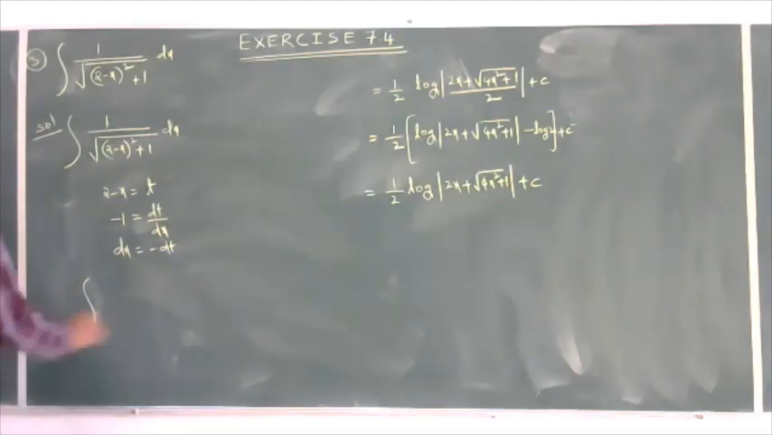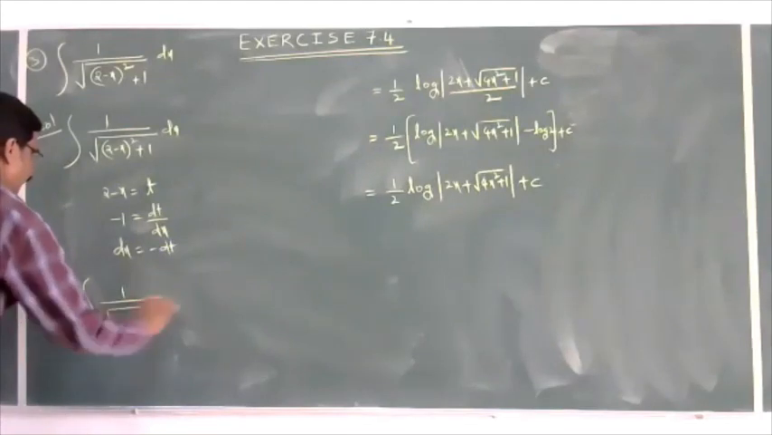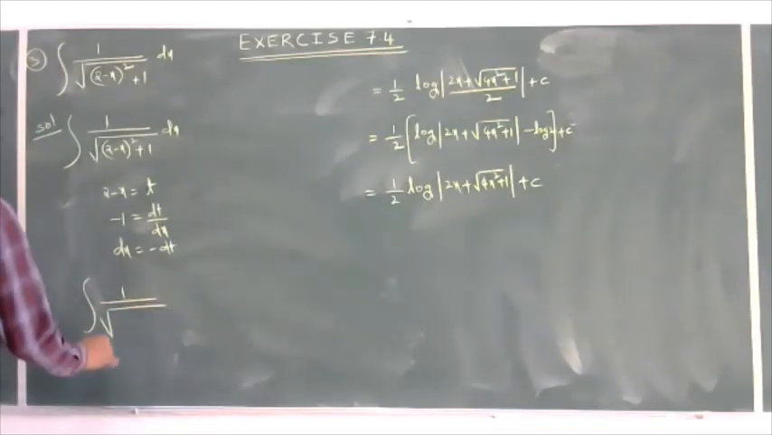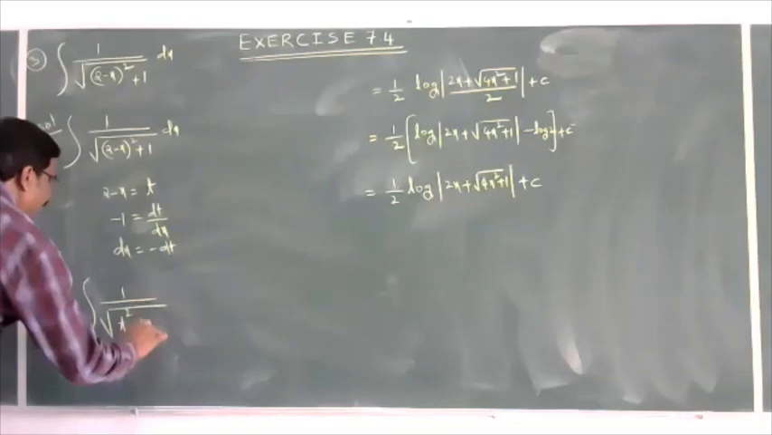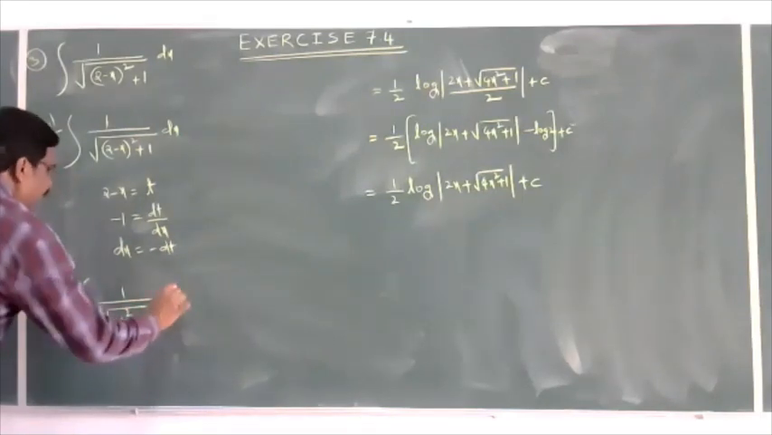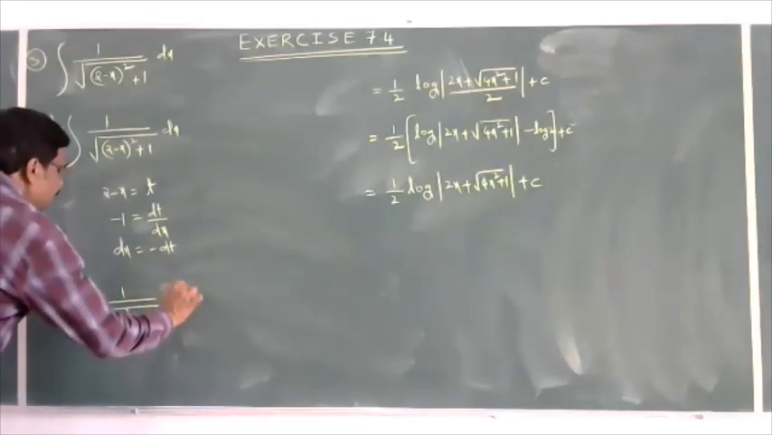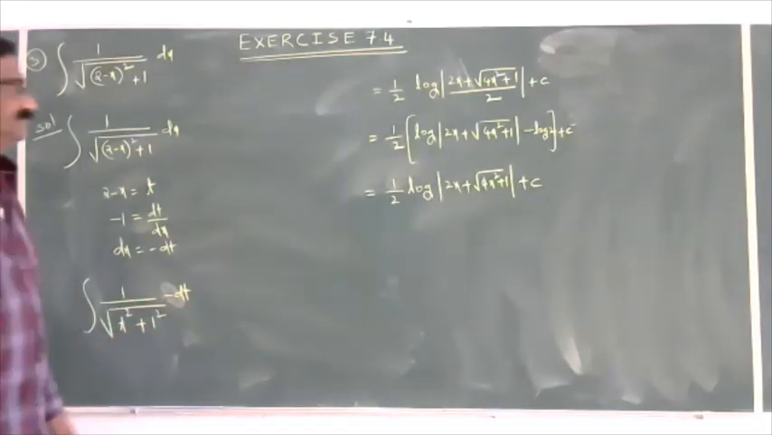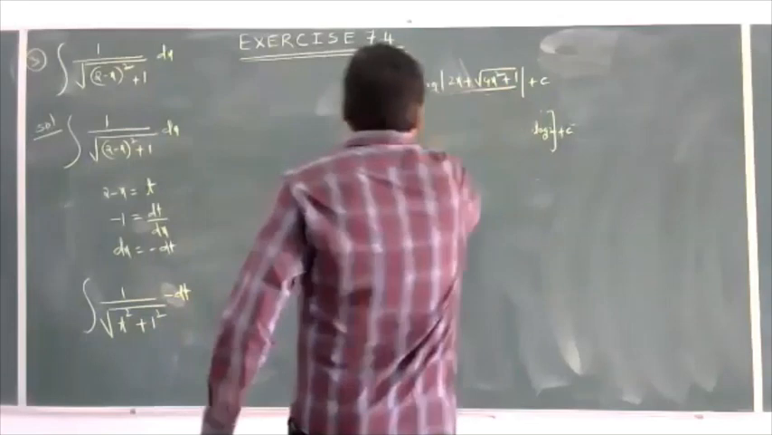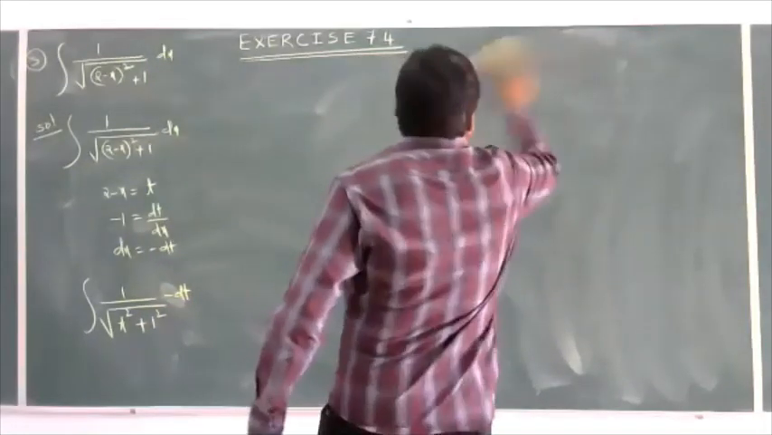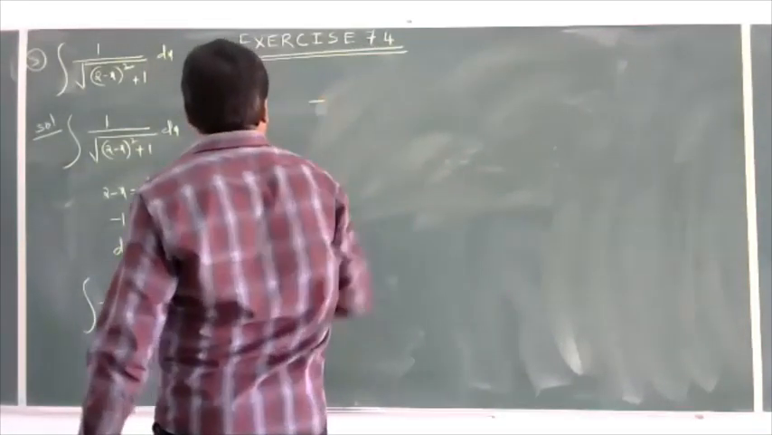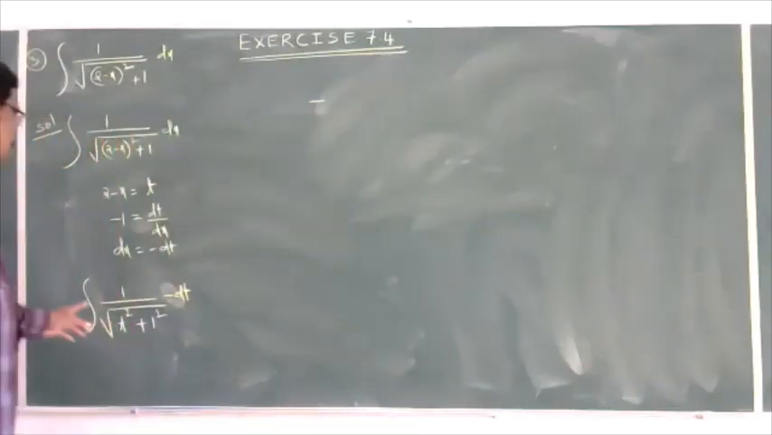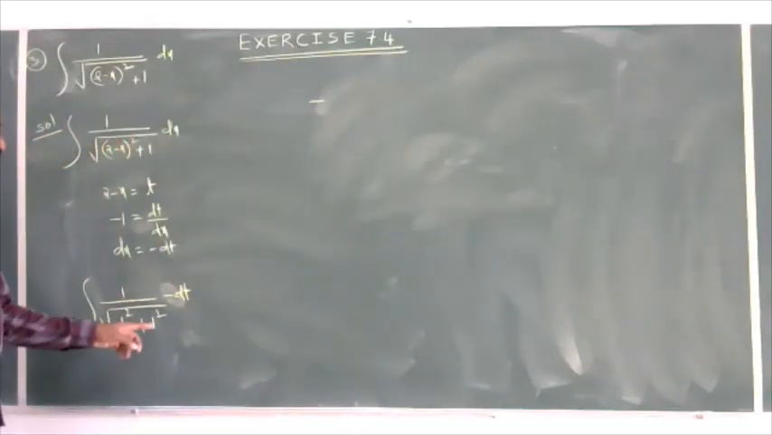That is integral 1 by root of (t square plus 1), where 2 minus x is t. 1 means 1 square into dt is minus dt, so dx is minus dt. Here this is the formula, integral 1 by root of x square plus a square. You write minus 1 as a constant outside. So what is the formula? Integral 1 by root of x square plus a square.